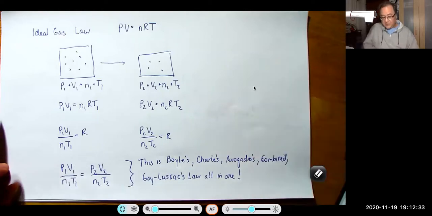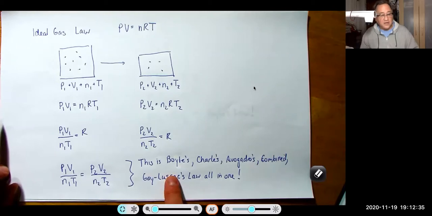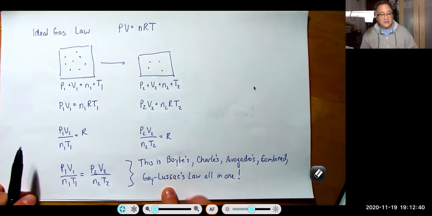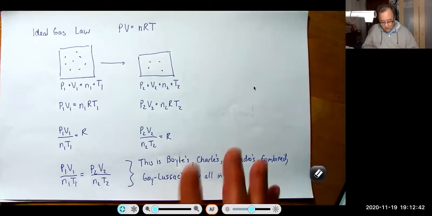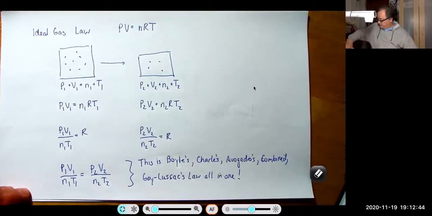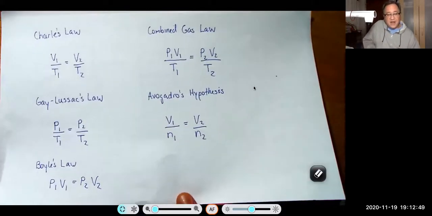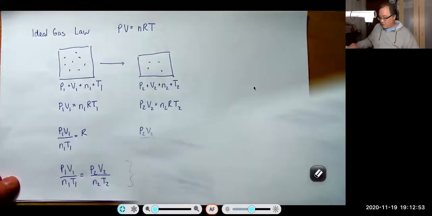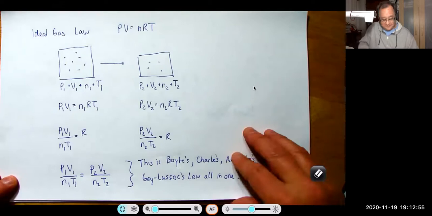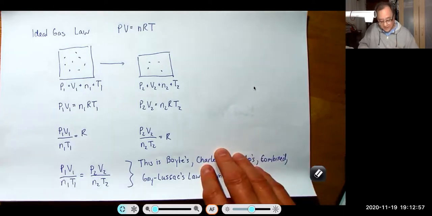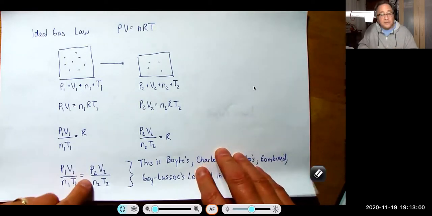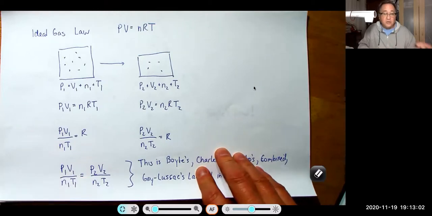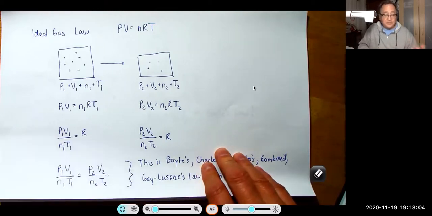Well, this happens to be Boyle's law, Charles' law, Avogadro's law, or hypothesis, the combined gas law, and Gay-Lussac's law all in one. This one formula is the equivalent of these 5 formulas. So do you want to remember these 5 or this one? I'd rather remember that one. Let me show you how we can use this formula to get Boyle's law, which is P1 V1 is equal to P2 V2.